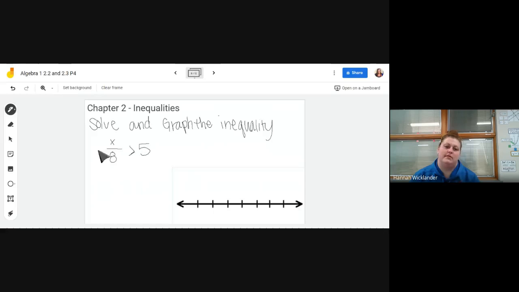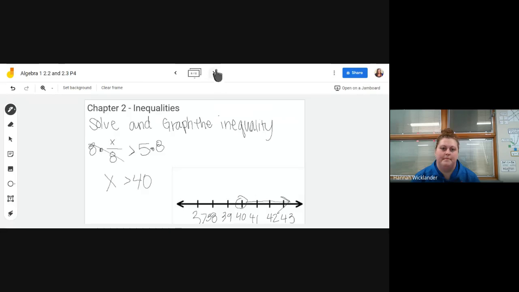Well, this is a positive one, so I'm going to multiply by 8, just like I would on my equations. This is just an equal sign, just a different look. Those cancel and I get x is greater than 40. And then I'm going to graph it. So I'll do an open circle on 40. Boom.